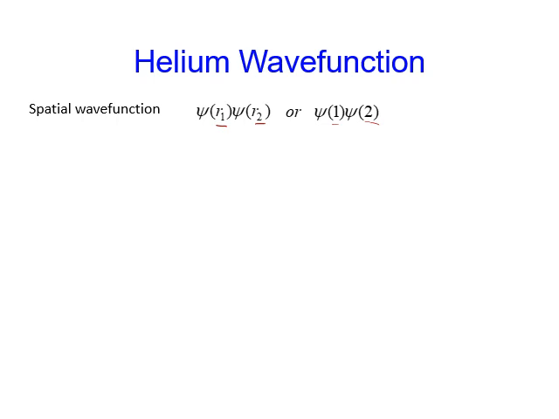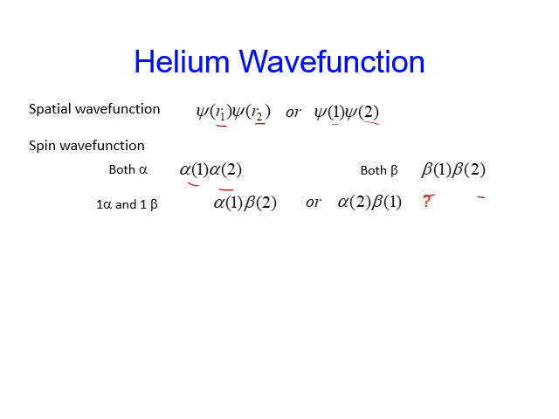Now electrons also have a spin, 2 spin states, alpha and beta. So the combination of 2 electrons can be both in the alpha state, or both in the beta state. But what about 1 in alpha, 1 in beta? Can we write it as this? Alpha 1 means electron 1 in alpha, electron 2 in beta, or electron 2 in alpha, electron 1 in beta. There's a problem with writing it this way.